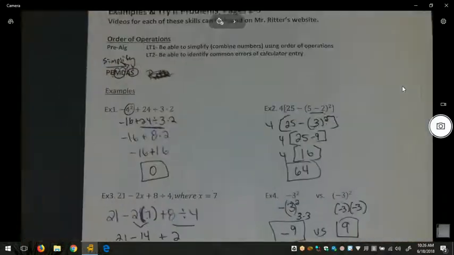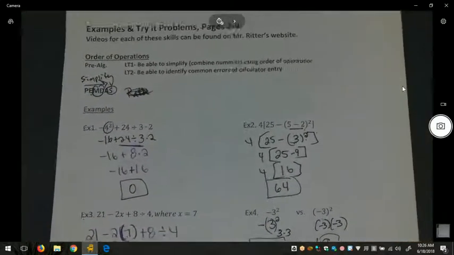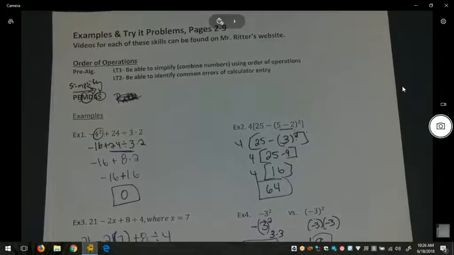This concludes the examples for order of operations. There are similar examples in YouTube videos and in the online algebra textbook.